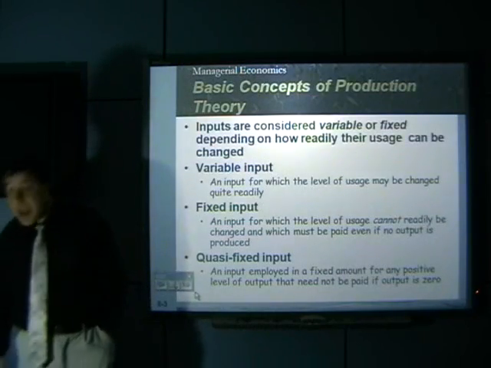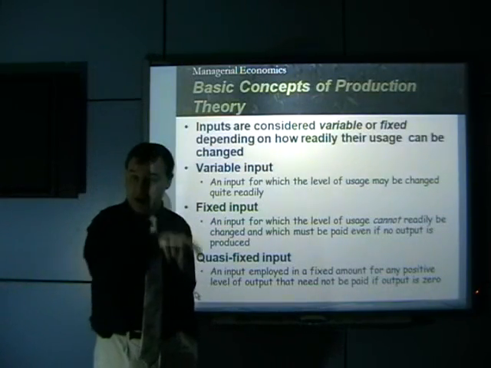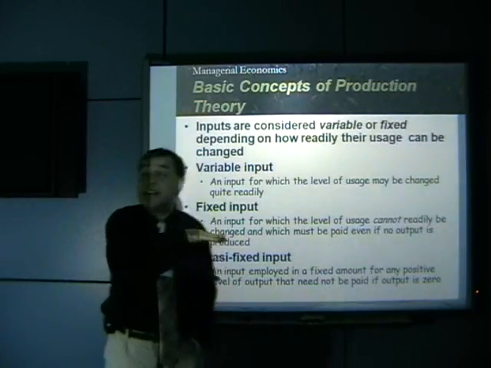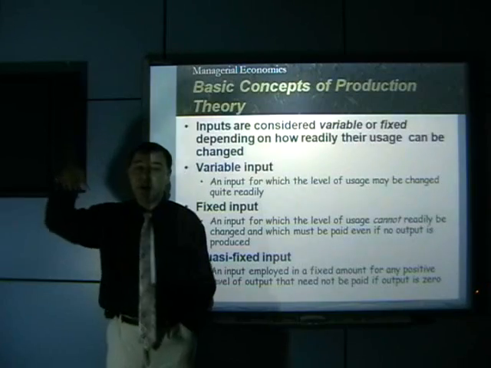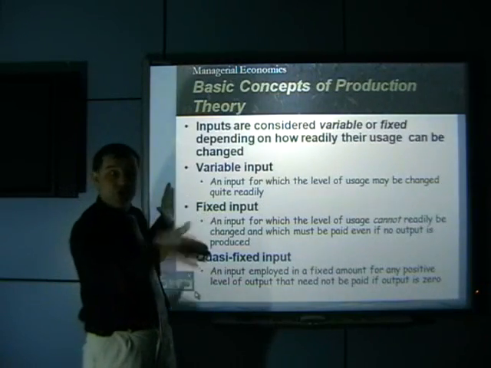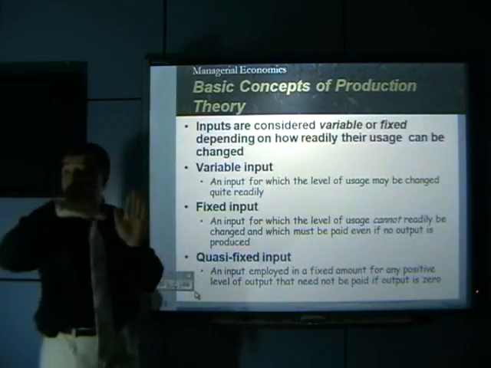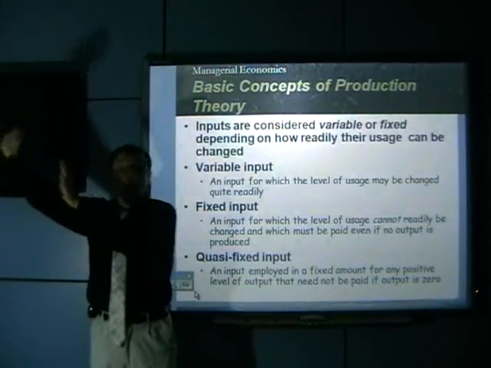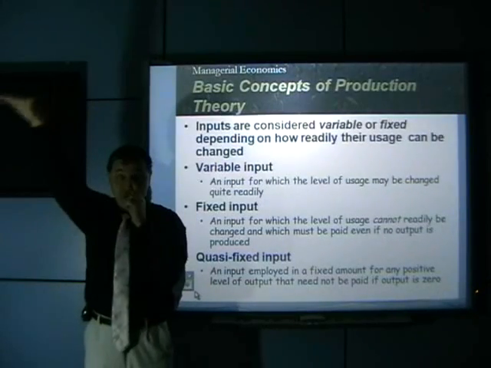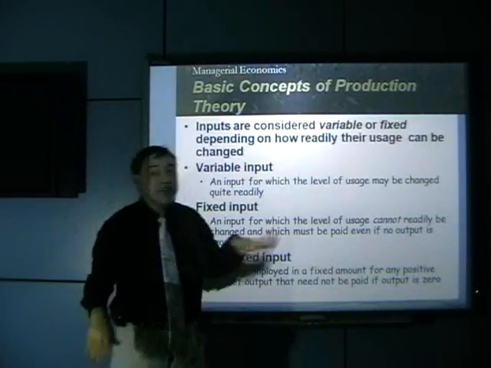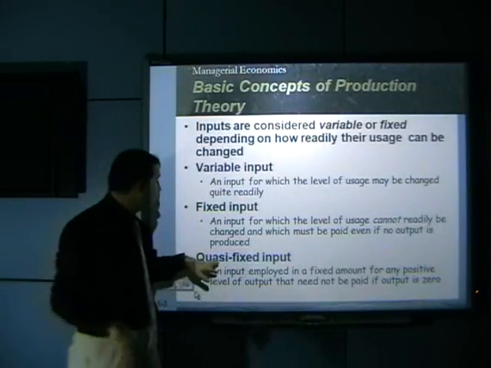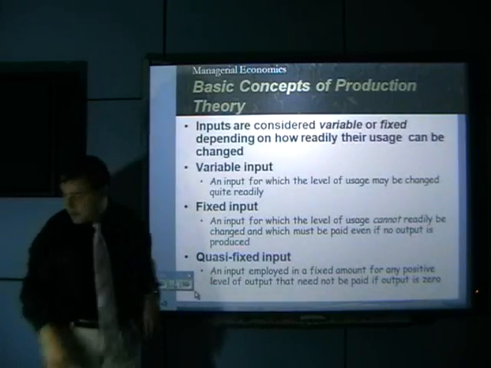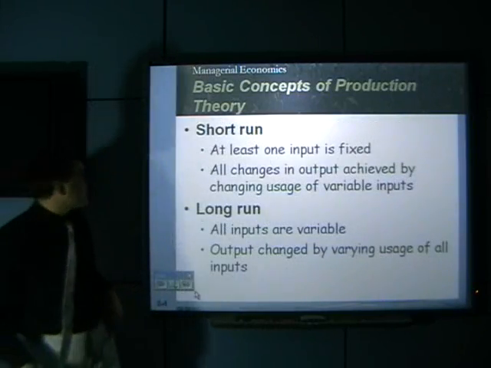Alright, and I also described to you a quasi-variable. Sometimes it is known as stepwise variable. In other words, over one particular range, it's fixed. Over the next range, it's fixed, but at a higher level. Over the next range, 70 to 100 students, it's fixed, but at a third, still higher level. So this is kind of like stepwise variable, quasi-variable. Again, different types of inputs. Alright, let's see what's next.